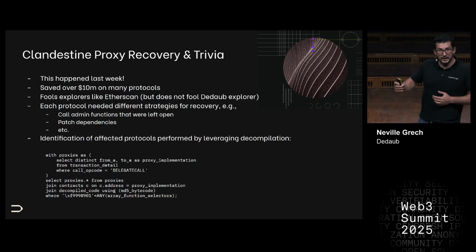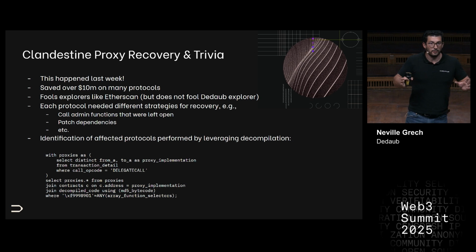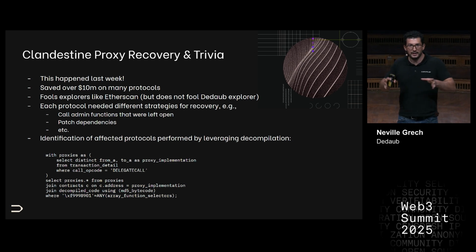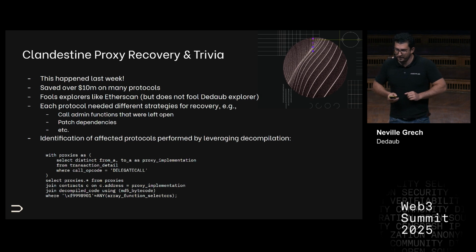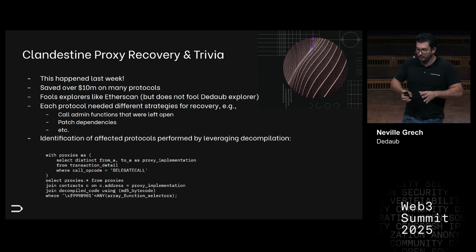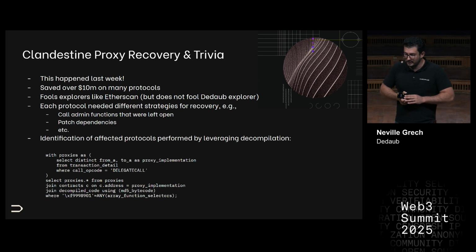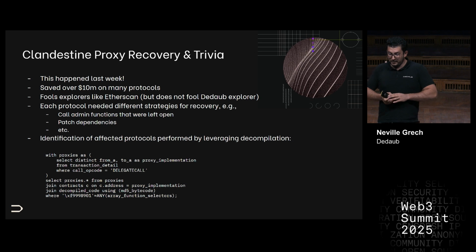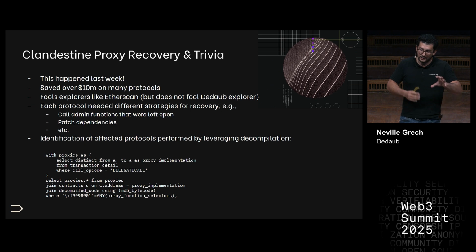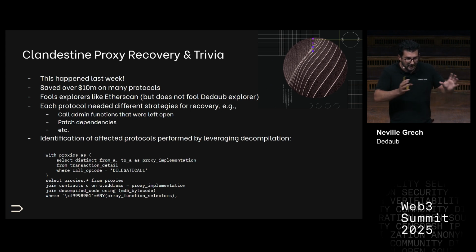Now, the interesting thing is that this happened only last week, all right? So we have successfully mitigated most of the vulnerability that these protocols had due to this issue. I believe there was over 10 million on many protocols that they could have stolen. And the thing is that each protocol, because it had different logic, had its own story by which you could recover, right? So each protocol needed a customized way to recover.